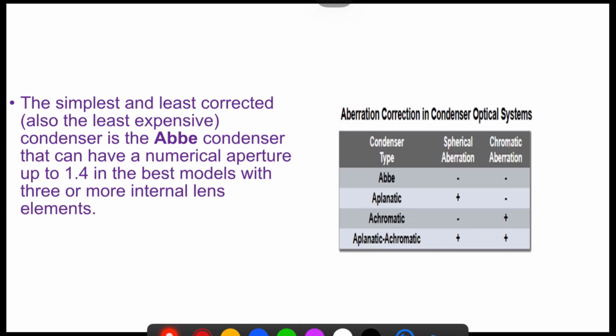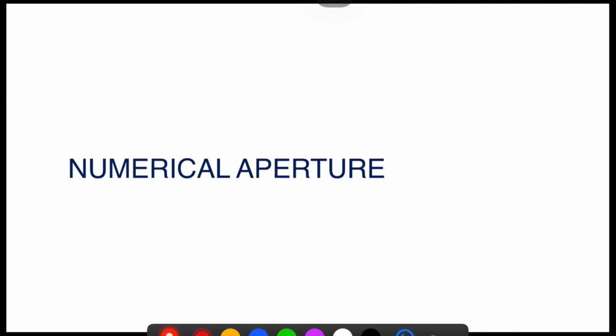One, commonly the simplest and least corrected, is the Abbe condenser. Another is aplanatic, achromatic, aplanatic-achromatic. So all these condensers have spherical aberration and chromatic aberration in a different manner, like aplanatic having only spherical aberration correction, while aplanatic-achromatic corrects both spherical and chromatic aberration. And Abbe condenser having numerical aperture up to 1.4 in the best model with 3 or more internal lens elements.